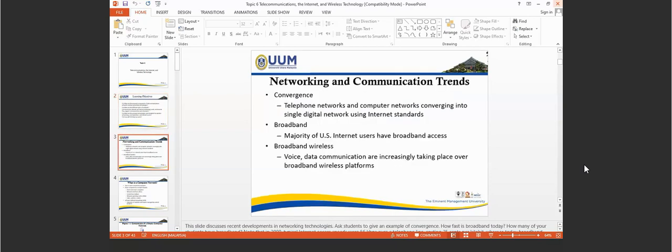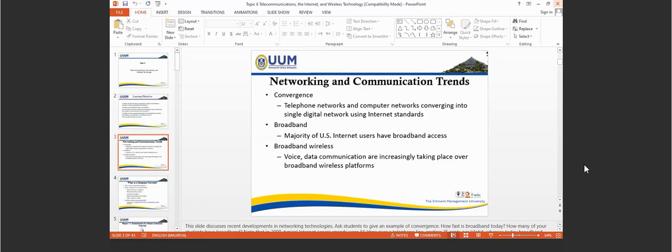Let's start. Networking and communication trends. What do we mean by that? We mean that from time to time we have new trends in connectivity and networks, in how companies communicate, new technologies, and for sure we have things like convergence, how connectivity, networks, and communication change. We can explain that through convergence.